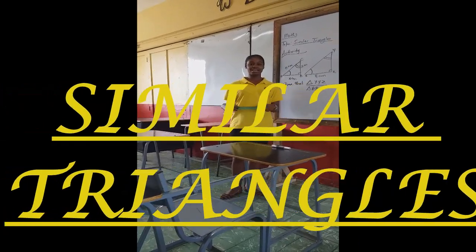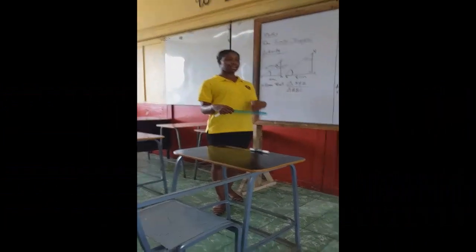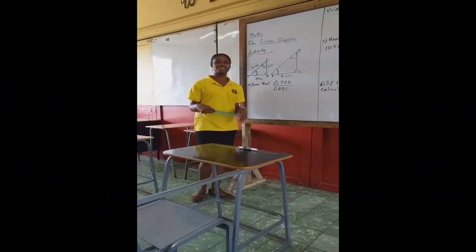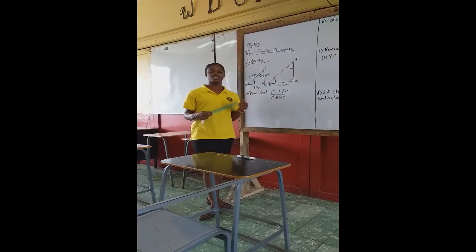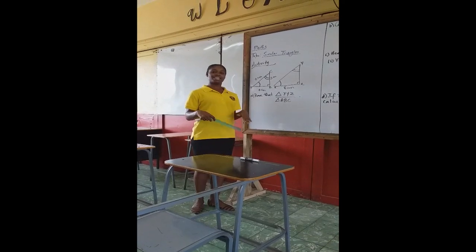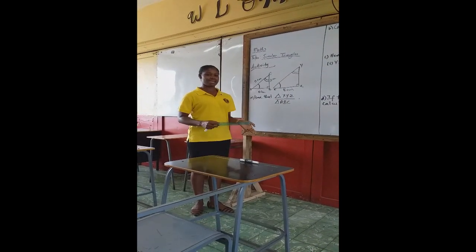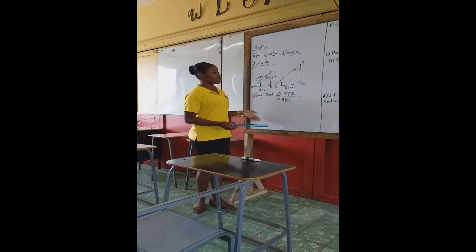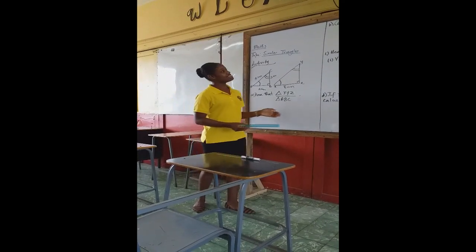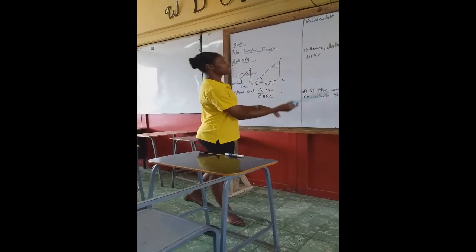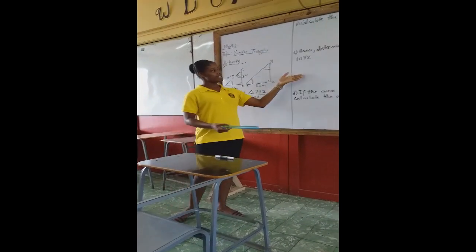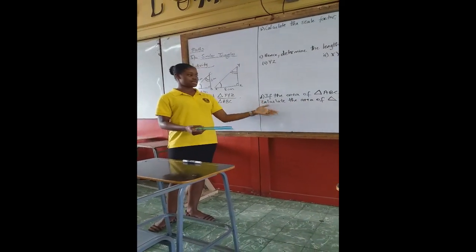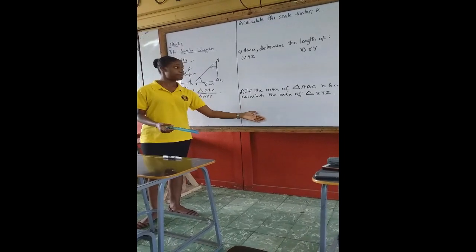In your previous class, you would have learned about finding or proving similar triangles, finding the scale factor k, finding the missing sides of a triangle, as well as using the area of one triangle to find the area of the other. Now in today's class, we're going to look at calculating the scale factor, proving that triangles are similar, finding the length of the missing sides, as well as the area of the triangle.